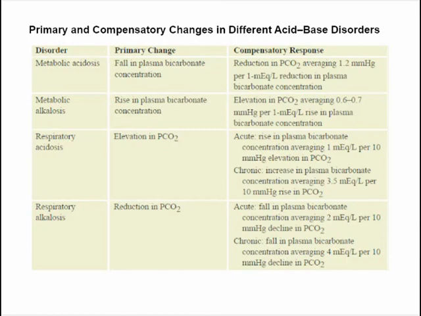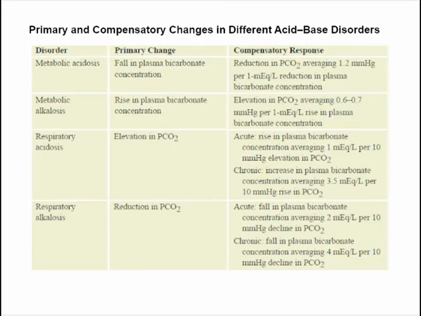On the other hand, your respiratory acidosis leads to elevation in your carbon dioxide. And if it is in acute compensatory mechanism, you have a rise in plasma bicarb concentration averaging about 1 mg per liter per 10 millimeter mercury elevation in PCO2. If it is chronic type of condition, then your increase in plasma bicarb concentration average is about 3.5 mg per liter per 10 millimeter mercury rise in PCO2.